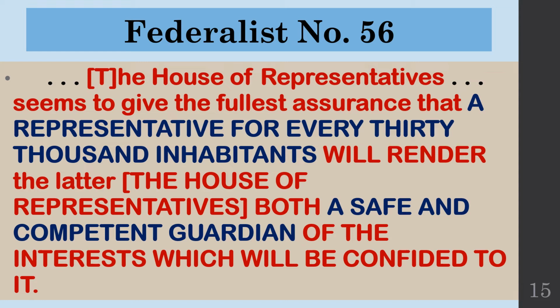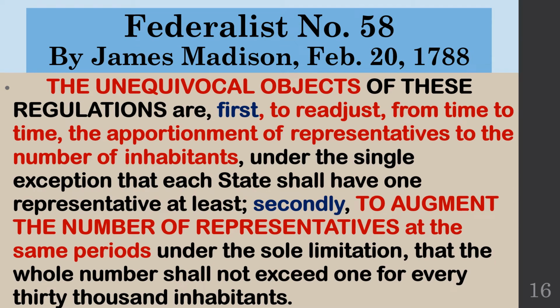So here, Madison actually seems to be stating to the public that they're assuming that there's going to be a representative for every 30,000 voters, and it turns out in history that is not how things came to be. Then we move on to Federalist number 58, where Madison makes real clear what the intent of the framers is with respect to the apportionment clause.